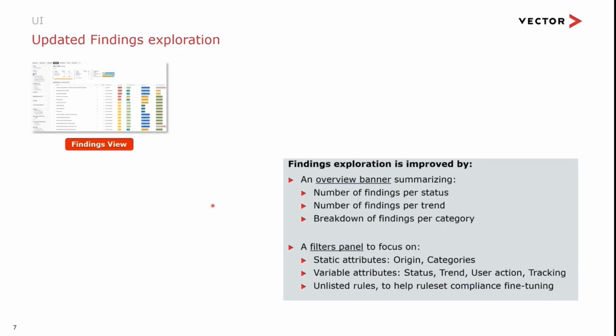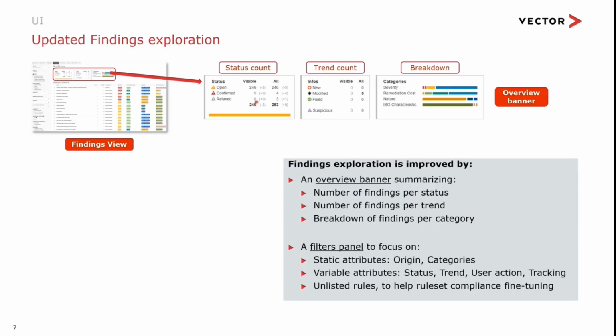What's next? Yeah. So we have done quite a lot of work also on the findings page. So this page is quite important, and it's quite different than what you are used to if you are used to Squore 20. So this findings view page, let's take a look at what's around the page first. So on the top, you have this overview banner. So this is what it looks like. So this is where you are going to have a summary of all the findings below. So we are counting the findings by status, by trend, or breaking them down by categories. So this is really good to have at one glance what is displayed below.